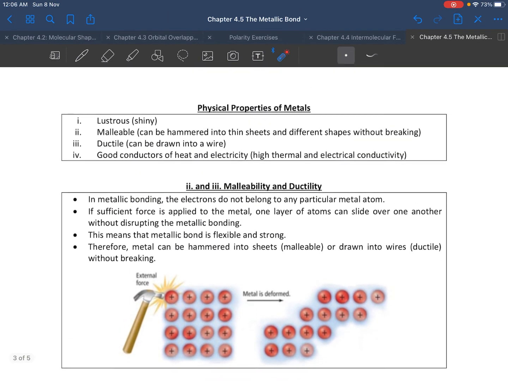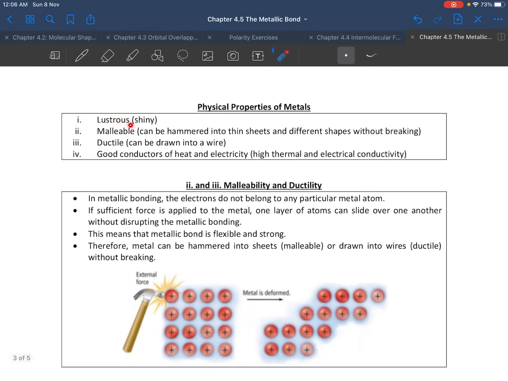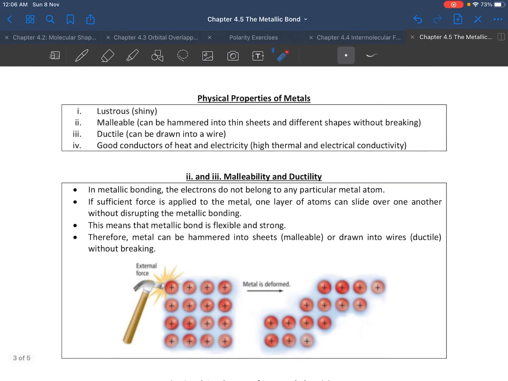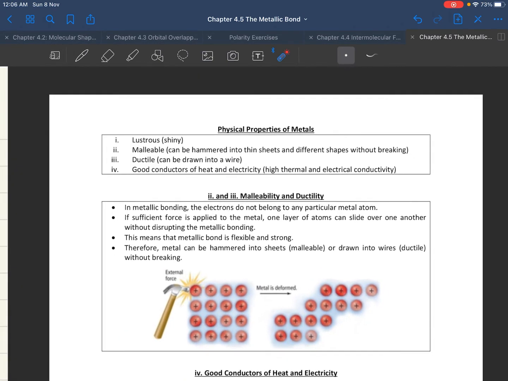Okay. Alright, and another factor iaitu lustrous or shiny. This one quite simple lah. So why do we see metal as shiny? Because the light is reflected back to our eyes. Kiranya elektron tu dia reflect balik cahaya tu. That's why we can see metal tu sebagai shiny. Okay. So I think that's all for physical properties of metal.